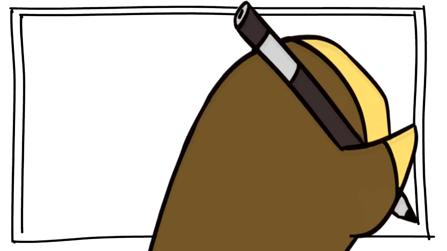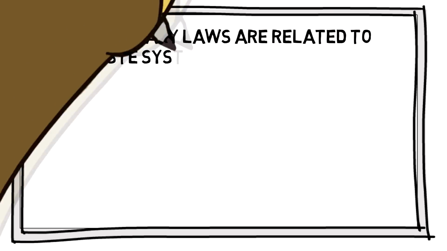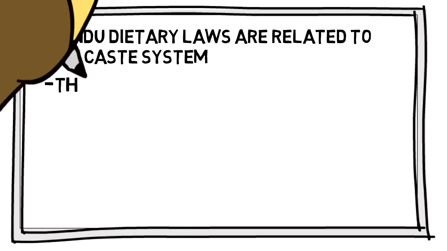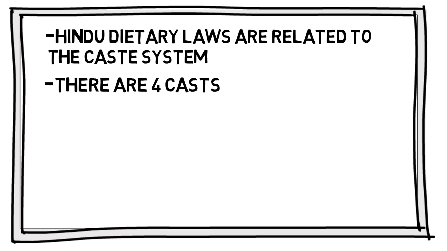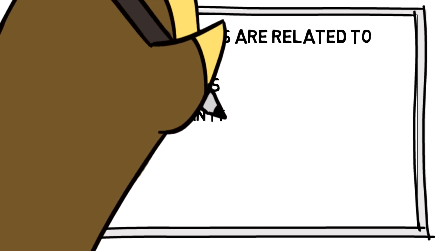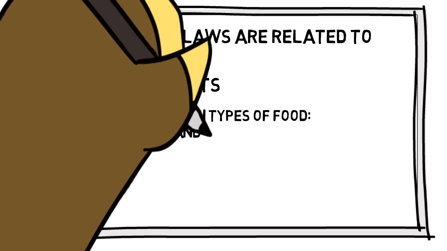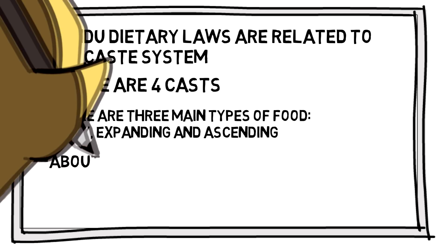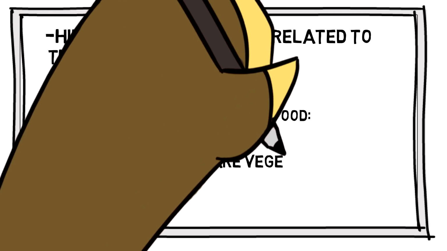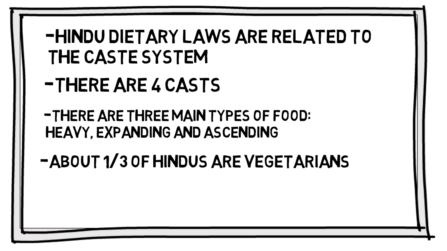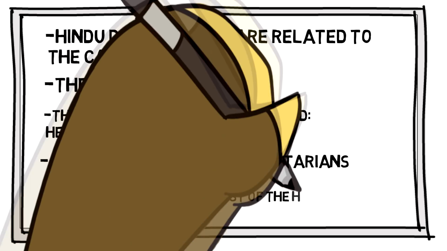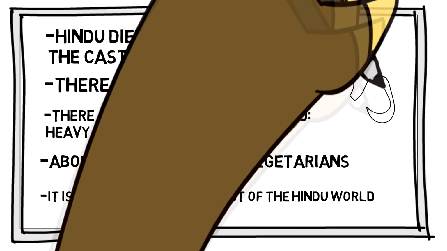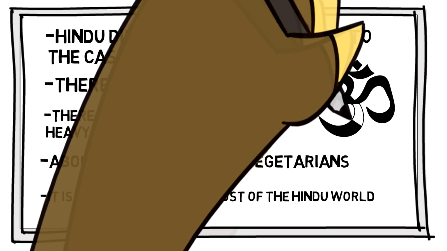So to summarise, Hindu dietary laws are related to the caste system. There are 4 castes, well, 5 if you count the untouchables, and there are 3 main types of food: heavy, expanding, and ascending, and these are linked to the different castes. About 1/3 of Hindus are vegetarians, and it is taboo to eat beef in most of the Hindu world because cows are linked to the divine and milk is precious.